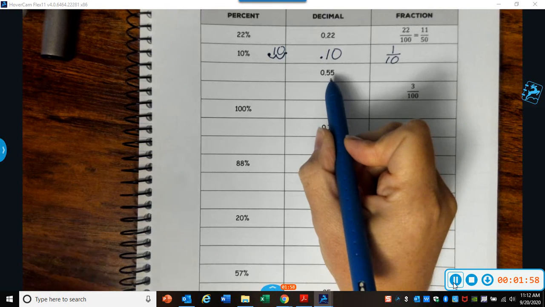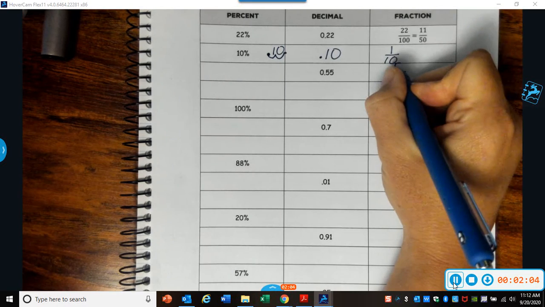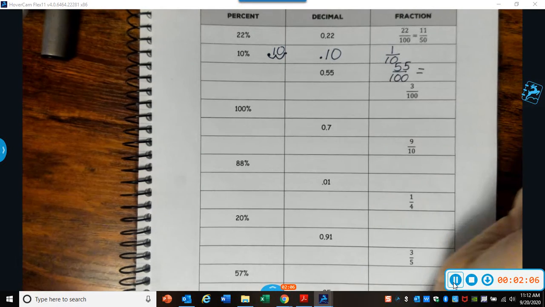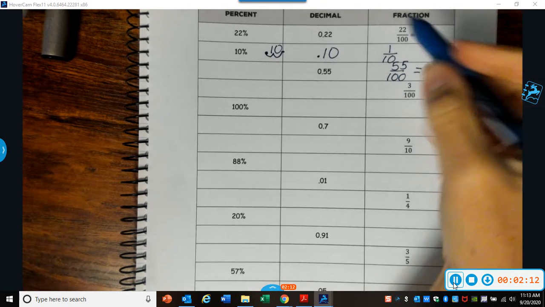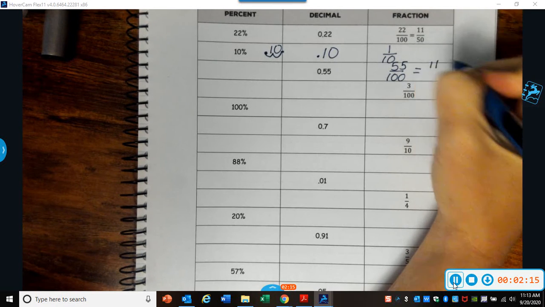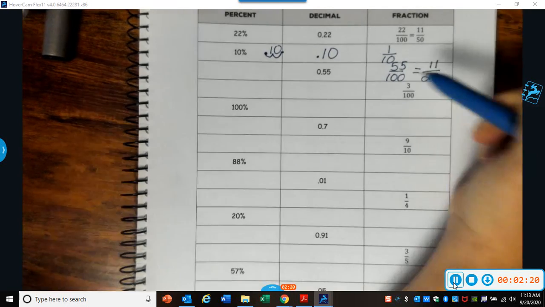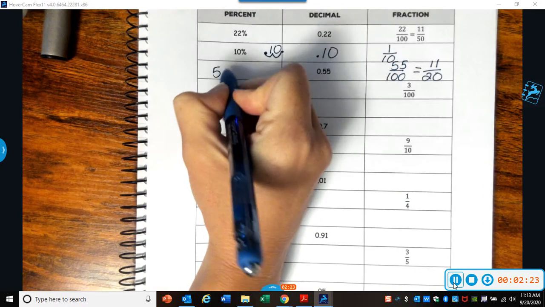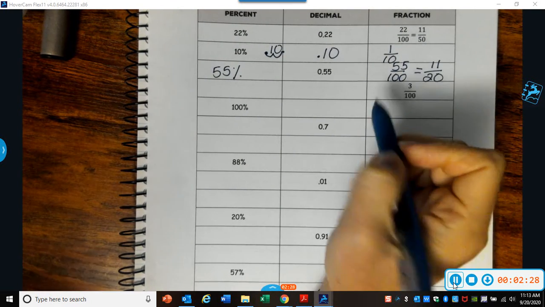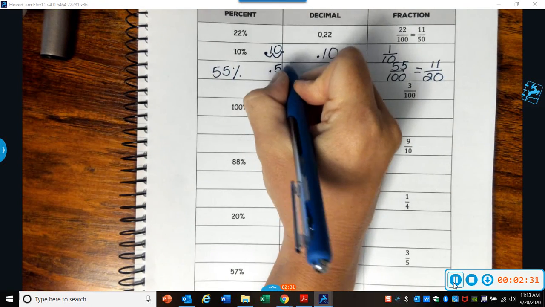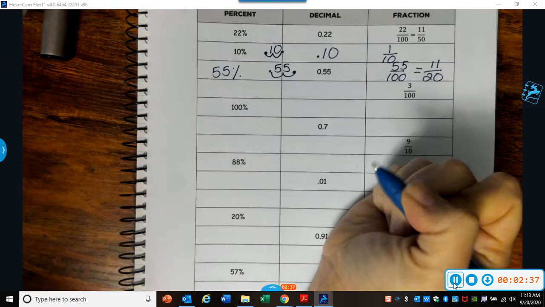55 hundredths means that our fraction is going to be over 100. I'm going to put 55 in my numerator, and I can tell that 5 can go into both of these numbers, so this is not a reduced fraction yet. If I divide 5 into 55, I get 11, and 5 into 100, I get 20. 55 over 100 tells me that my percent is going to be 55% because it's 55 out of 100. I can also take my decimal point and move it 2 times to the right, and I would also get 55, which is the exact same answer we have here.